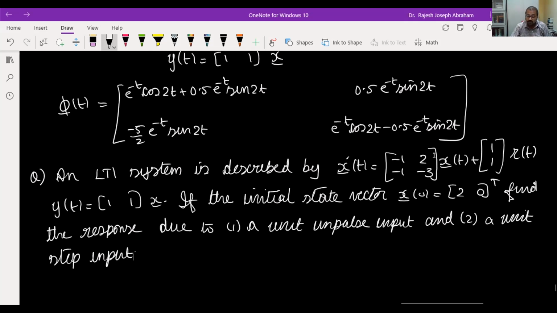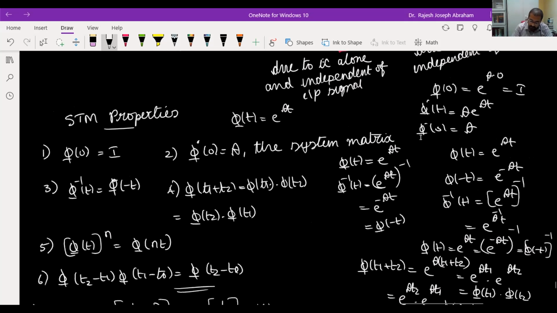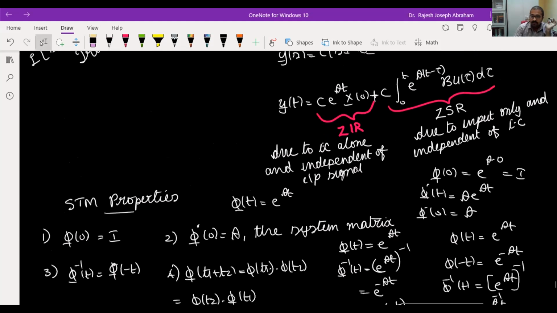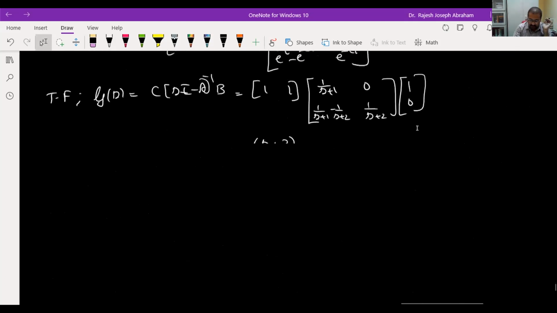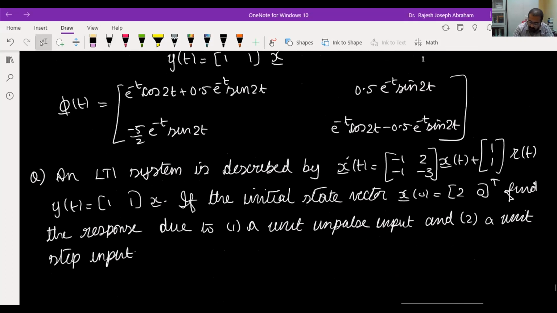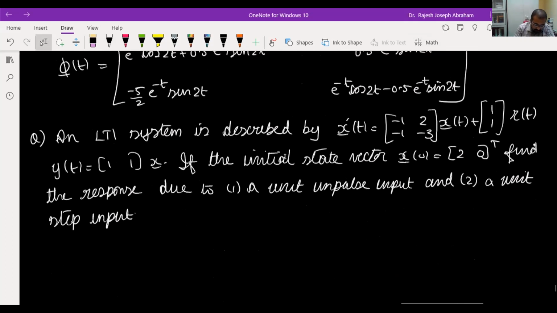Okay, so how to find the solution? That's what we had already found. We have to find the response. So what is y of t? Y of t is C e raised to A t x naught plus C into the integral 0 to t e raised to A (t minus tau) B u of tau d tau. Okay, so we need to find the state transition matrix. So first step is we have to find the resolvent matrix.